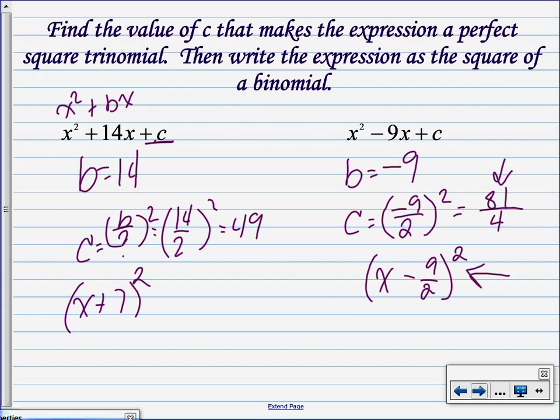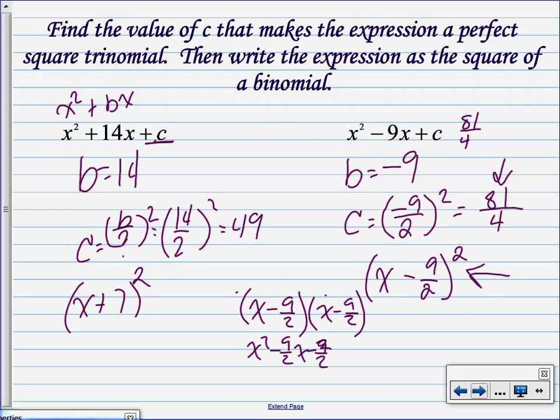Okay, so this is a perfect square. Remember when we factor, if I multiplied this out, let me show you. We'll do it with the fraction even. x minus 9 halves times x minus 9 halves. I should get x squared, and 81 fourths at the end. So it's x times x, and x times negative 9 halves, which is negative 9 halves x, right? And negative 9 halves times negative 9 halves is 81 fourths.